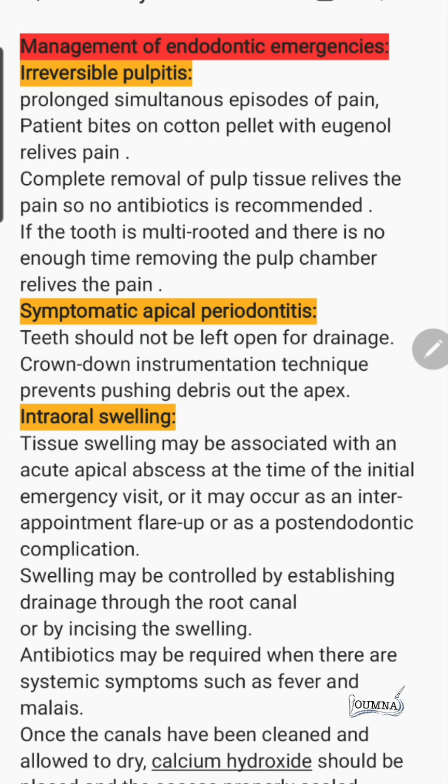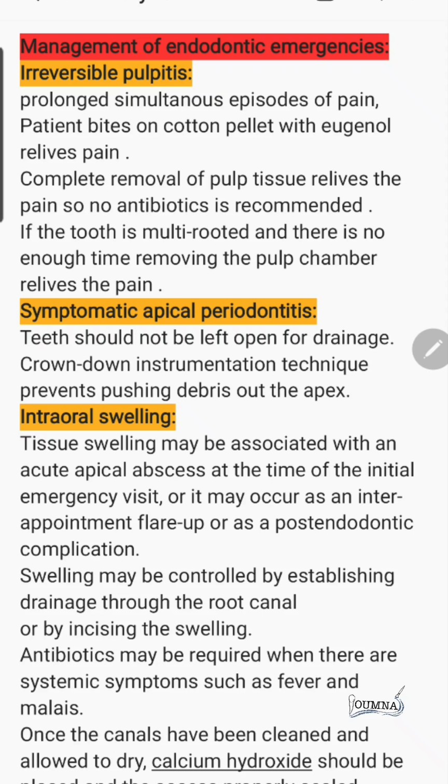Management of endodontic emergencies. Irreversible pulpitis. Prolonged spontaneous episodes of pain. Patient bites on a cotton pellet with pain relief. Complete removal of pulp tissue relieves the pain, so no antibiotics are recommended. If the tooth is multi-rooted and there is not enough time, removing the pulp chamber tissue also relieves the pain.